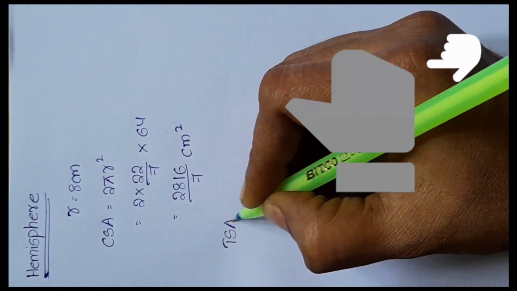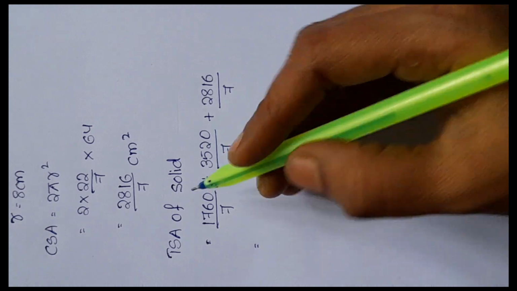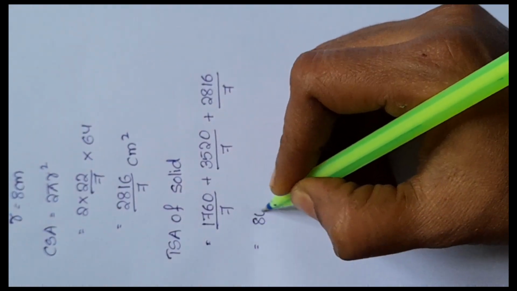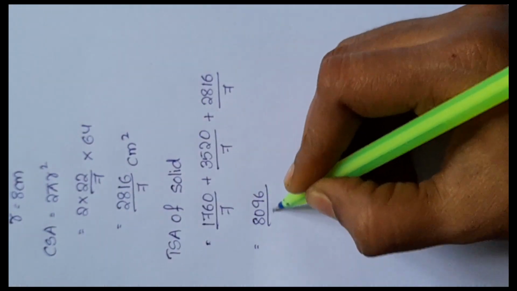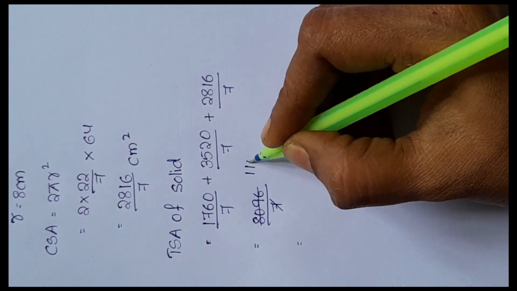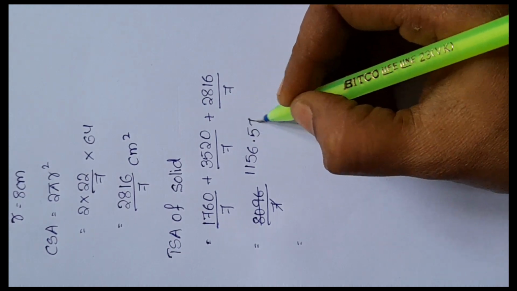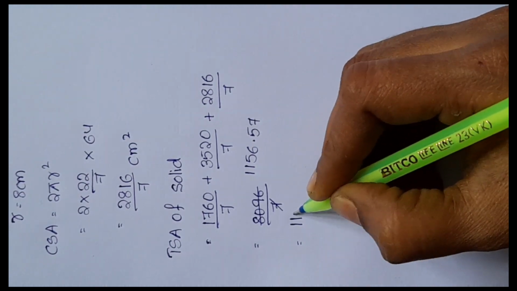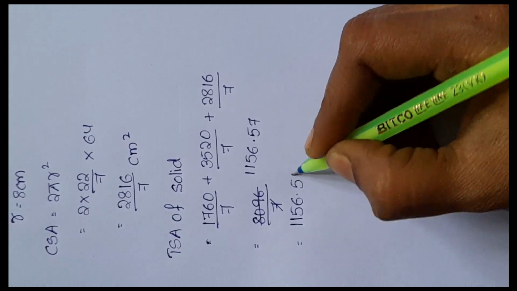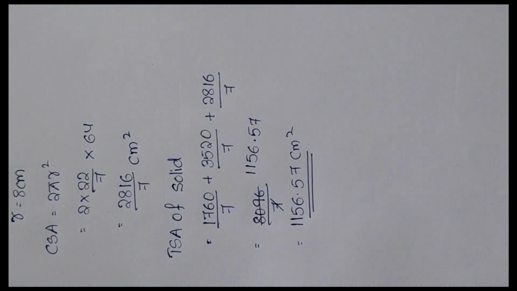Now the total surface area of the solid. Adding the curved surface area of each part, we get the numerator as 8096 and the denominator is 7 in common. So on calculating, we get 1156.57 centimeter square is the total surface area of the solid.